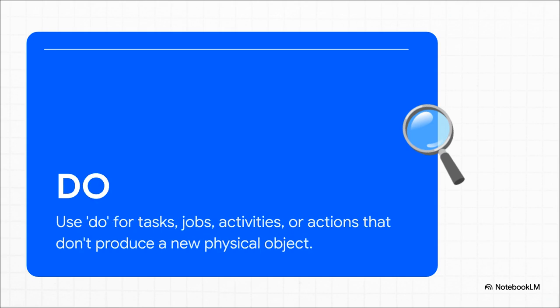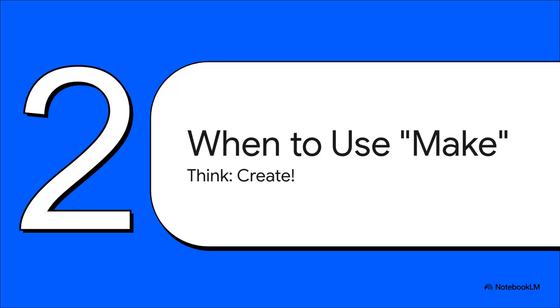And then there's do. Do is your go-to verb for action. It's for all those jobs, chores, and general activities. You do your homework, you do the dishes, you do someone a favor. In all those cases, you're performing a task, right? You're not actually creating a new object from scratch. All right, let's put make into action.